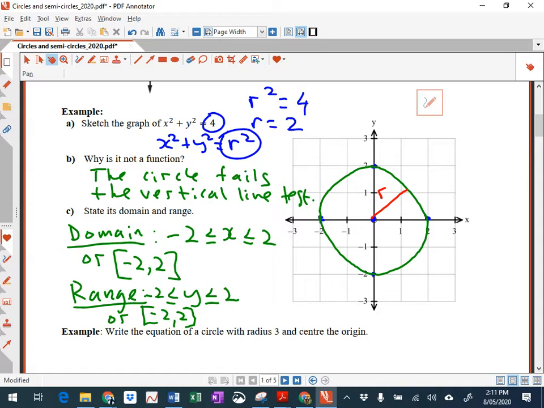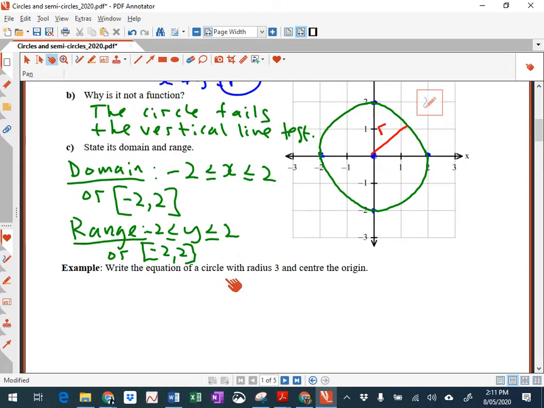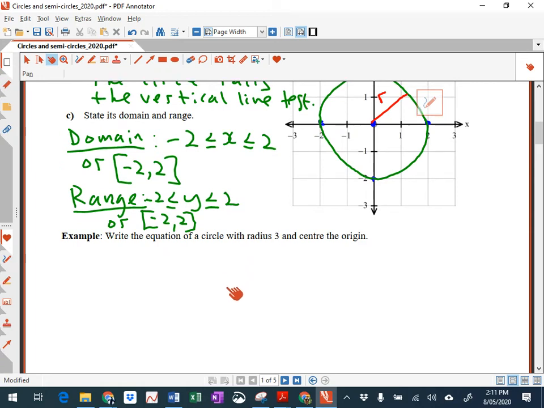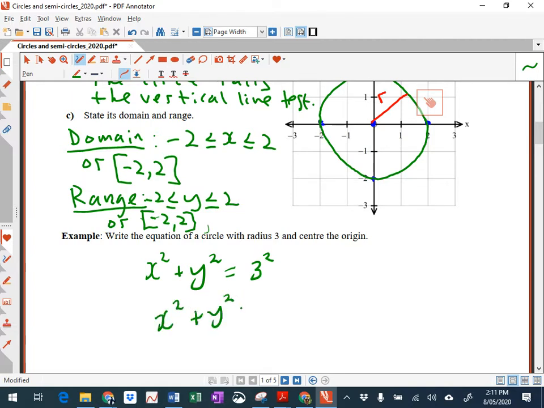Now let's have a look at the next question. Write the equation of a circle with radius 3 and centre the origin. Okay, so radius 3 and centre the origin. Well, we know that it's x squared plus y squared equals r squared. r squared is 3 squared. So in other words, x squared plus y squared equals 9.